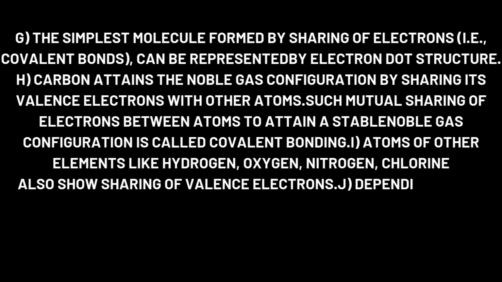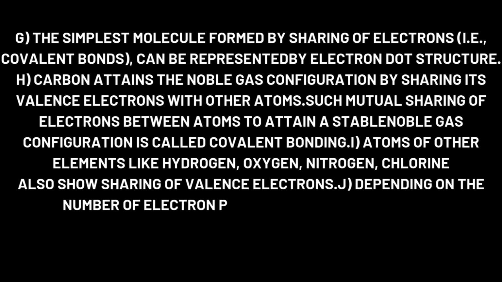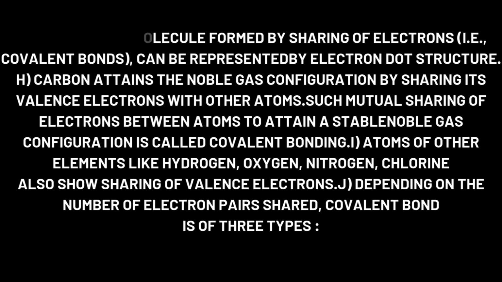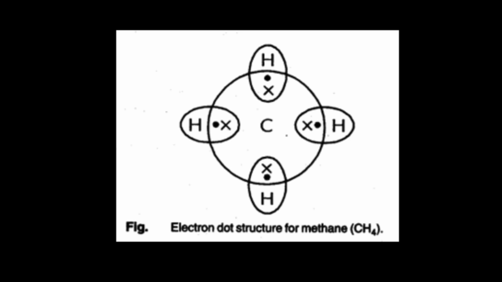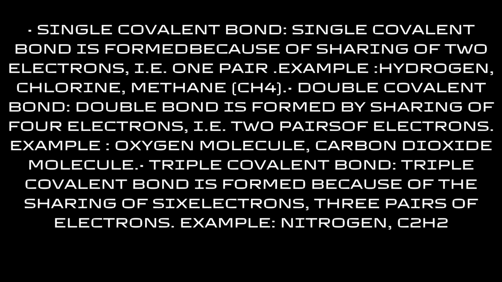Depending on the number of electron pairs shared, covalent bonds are of 3 types. A single covalent bond is formed because of sharing of 2 electrons.